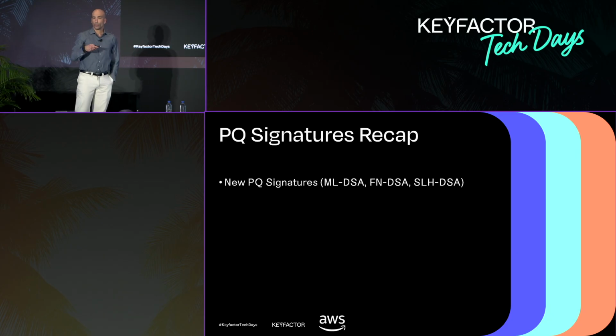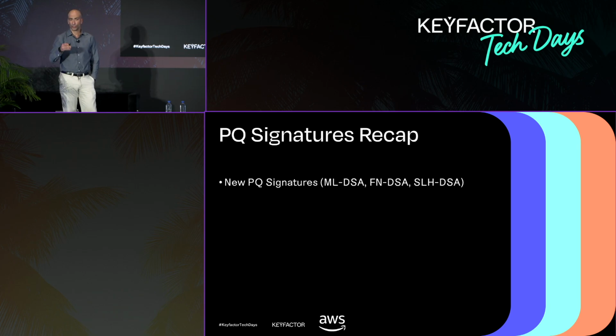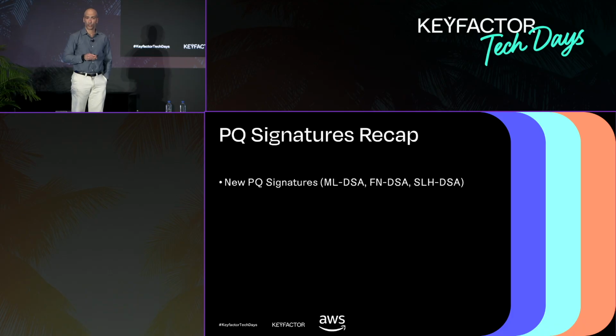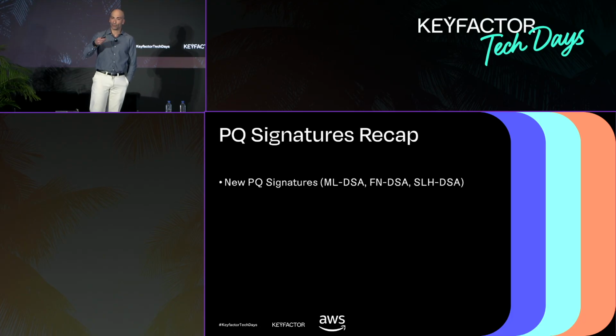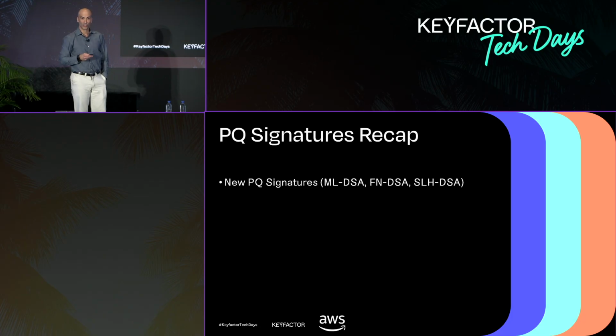So before we go into the details, I want to summarize the signatures that we have available. NIST has specified 2 new signatures, and there's one more specification that's coming out very soon. These are ML-DSA, FN-DSA, and SLH-DSA. All of these are quantum resistant. Does anyone know what FN-DSA stands for? It stands for Falcon. Falcon was the name of the algorithm that was submitted initially.